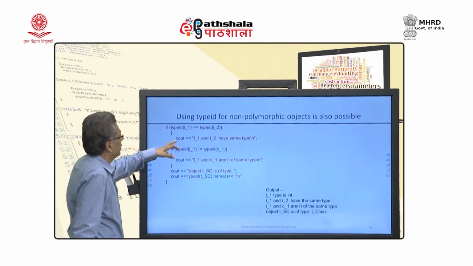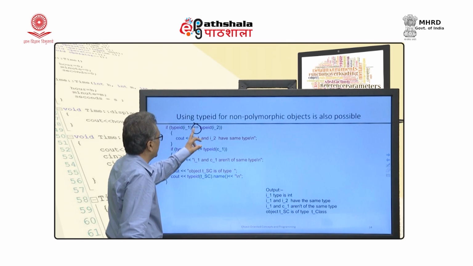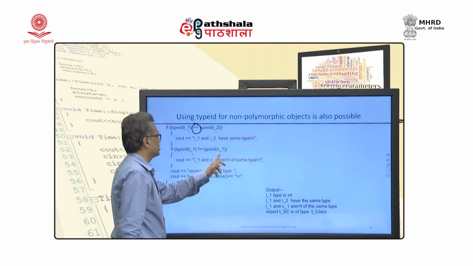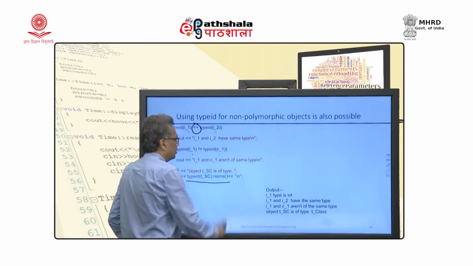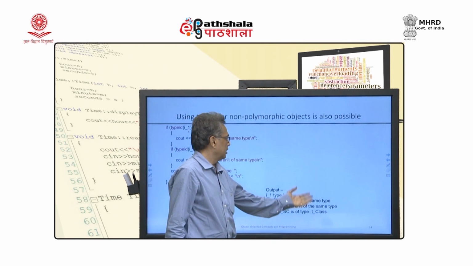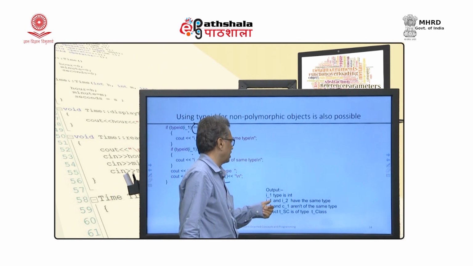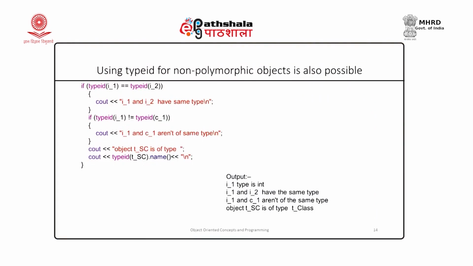This is the use of the other operator double equal to: typeid(I1) is the same as typeid(I2), typeid(I1) is not the same as typeid(C1), and so on, and typeid(TSC).name. Here it behaves decently and it will display: I1 type is int, I1 and I2 have the same type, I1 and C1 aren't of the same type, object TSC is of type T_class. Great. But if it is mangled, you won't get such names.